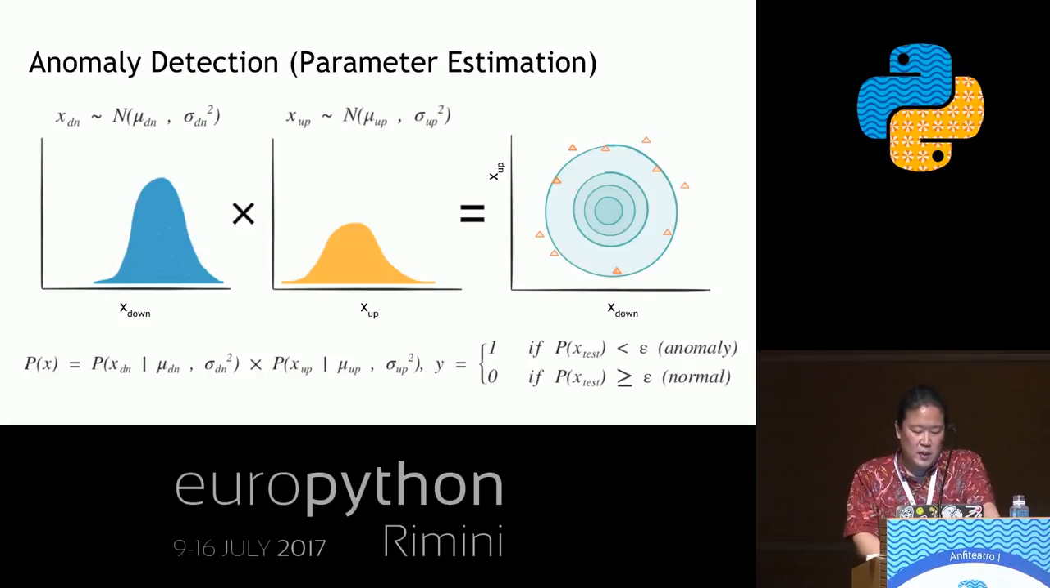One way is parameter estimation. Say in the blue graph, it's a distribution of download speed, and the orange is the distribution for upload speed, to be more precise, the residual of forecasting upload speed. Then we can estimate mu, the mean, and the variance of each distribution, and we can have a probability density function of each. By multiplying them, we get a model. And then when a new observation comes, we can test it by cutting off at a threshold.